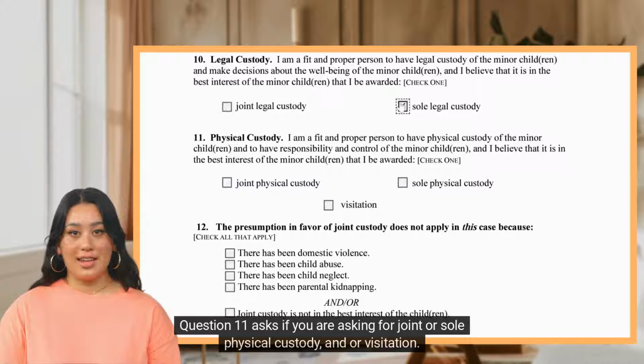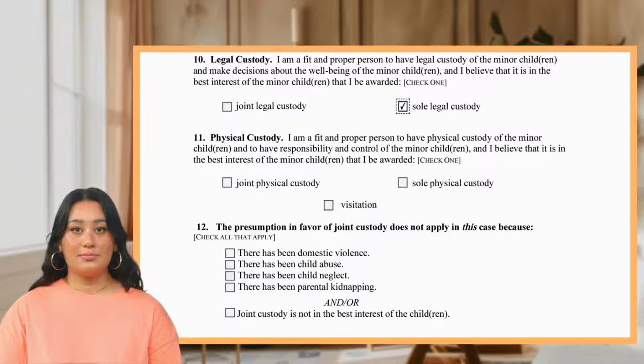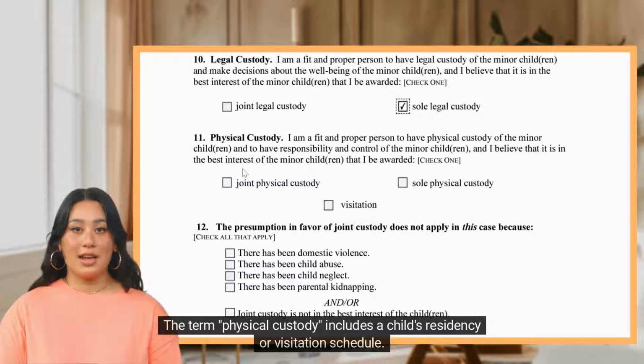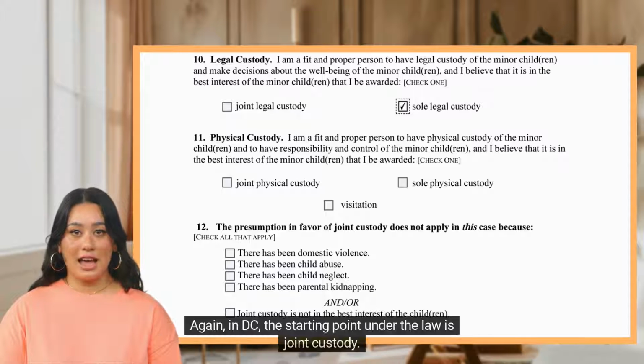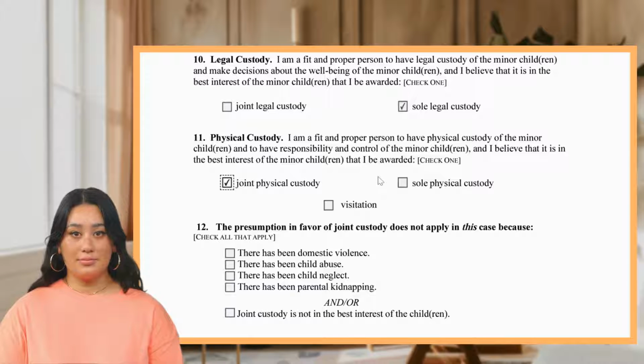Question 11 asks if you are asking for joint or sole physical custody and/or visitation. In D.C., physical custody is defined as a child's living arrangements. The term physical custody includes a child's residency or visitation schedule. Again, in D.C., the starting point under the law is joint custody. This does not always mean 50-50. It can be any combination of shared custody.